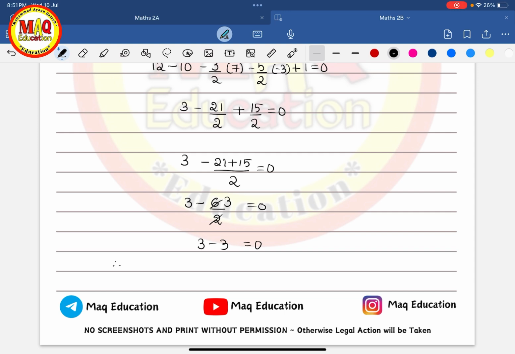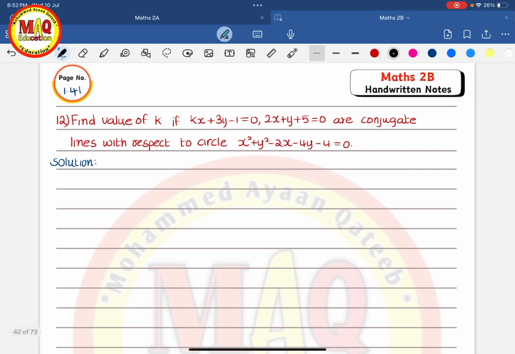Therefore, points (4, 2) and (3, -5) are conjugate points because we've proved the condition S12 = 0. So next question, find the value of k if kx + 3y - 1 = 0, 2x + y + 5 = 0 are conjugate lines with respect to the circle x² + y² - 2x - 4y - 4 = 0. First, let us write given lines.